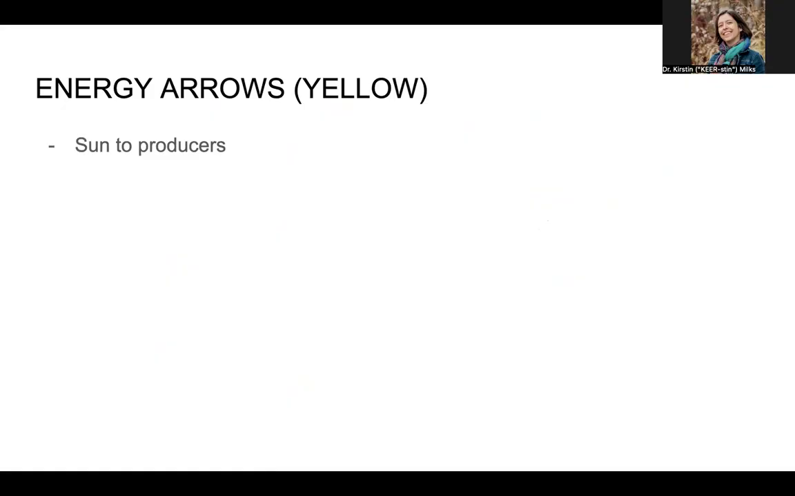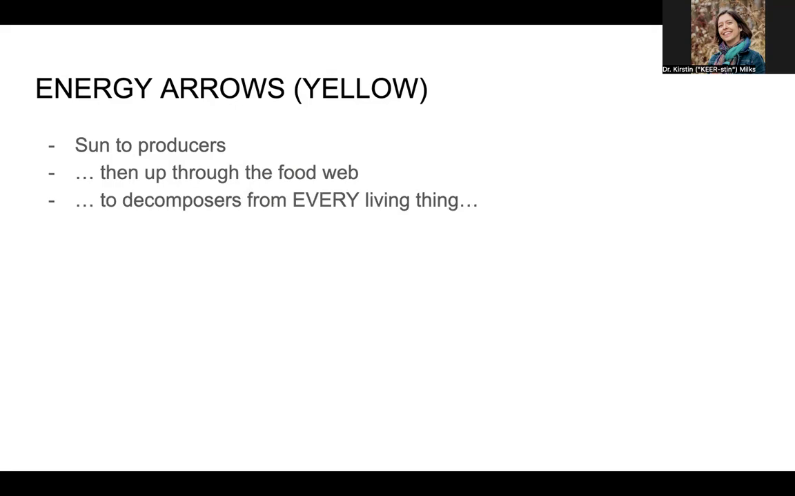That's where energy comes from. You need to know that. And then that yellow arrow goes up through the food web. If there's an organism that's eating, it's obtaining energy from the eating, right? And then every living thing, the waste and the decomposing bodies get decomposed by decomposers. So you need a yellow arrow to decomposers from every living thing. And that includes decomposers being decomposed by living decomposers.